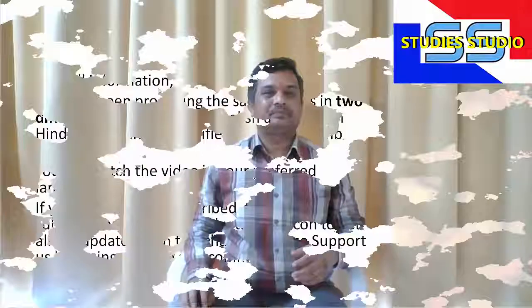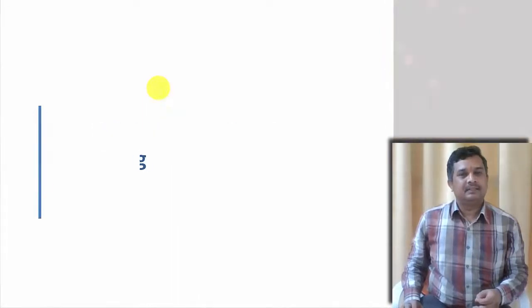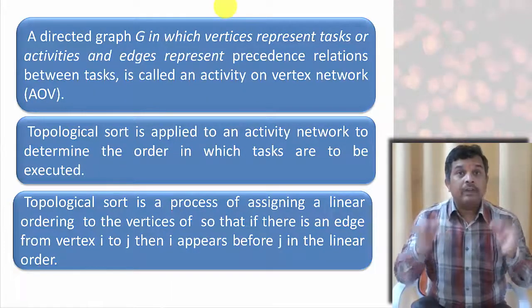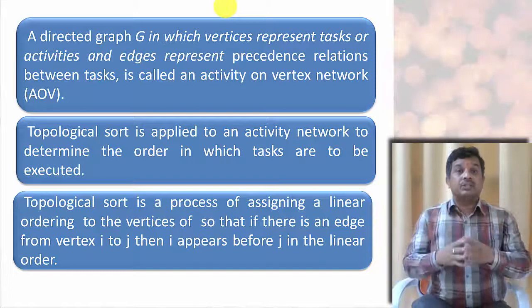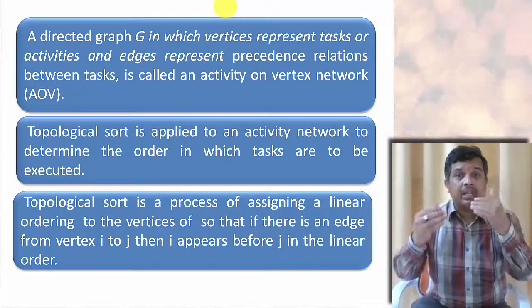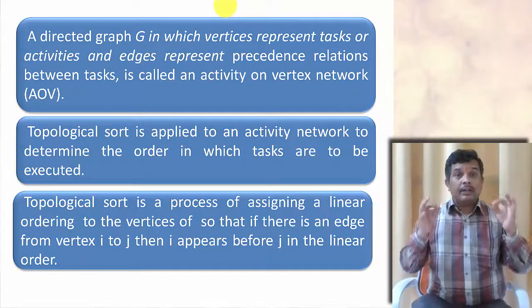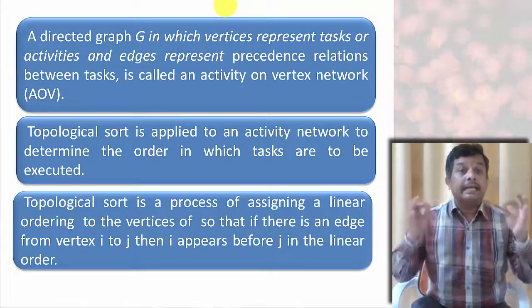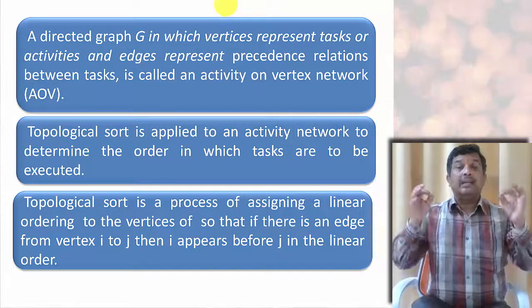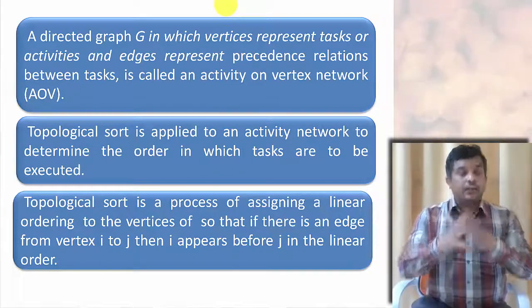So let us start topological sorting. In a directed graph in which the vertices represent tasks or activities and the edges represent the precedence relations between the tasks, we call it an activity on vertex network. Topological sort is applied to the activity network to determine the order in which the tasks are to be executed. Topological sort is the process of assigning a linear ordering to the vertices so that if there is an edge from vertex i to vertex j, then i appears before j in the linear order.